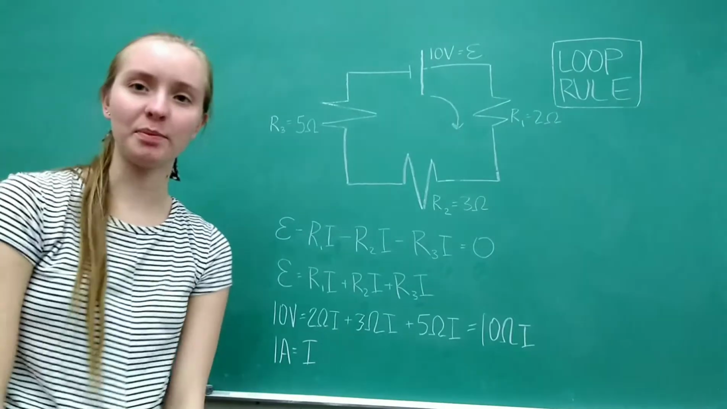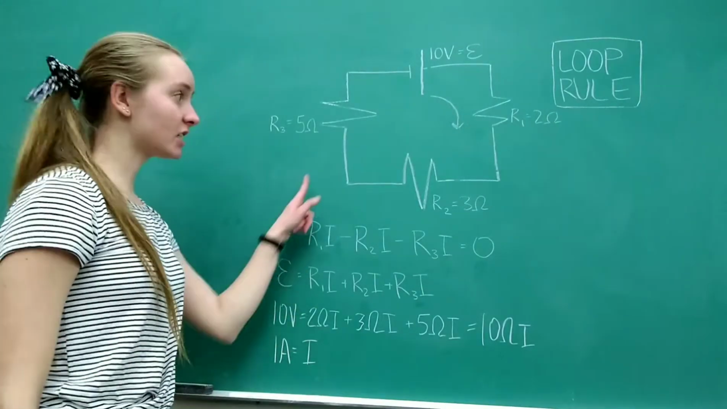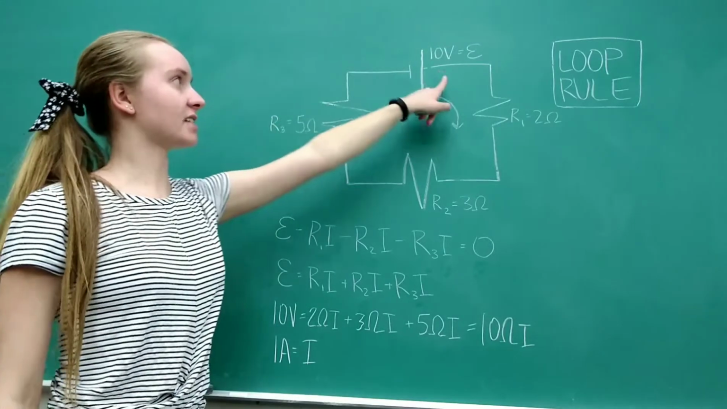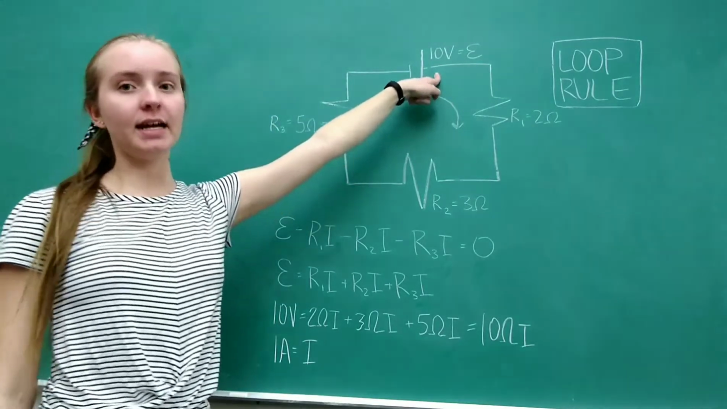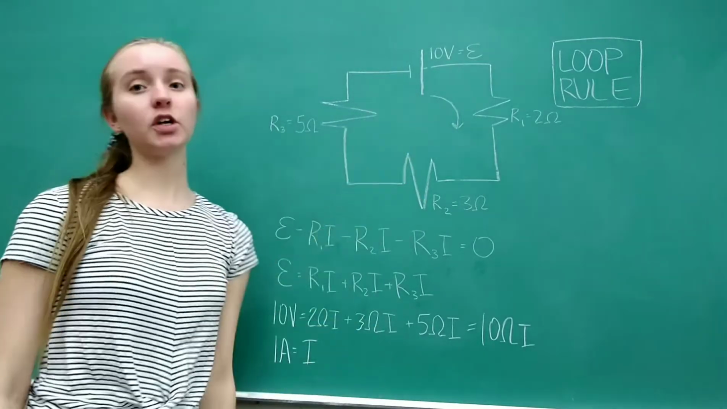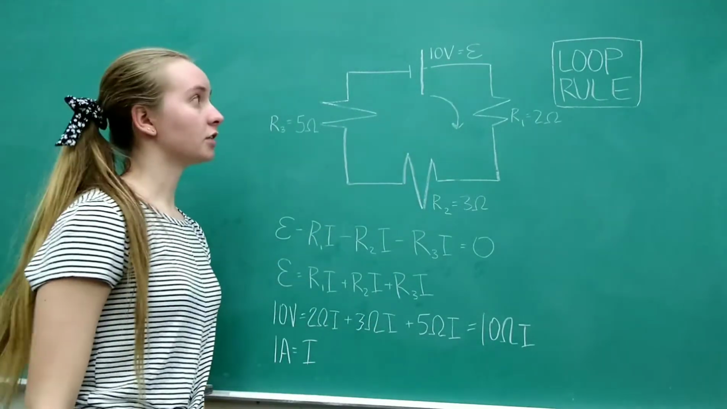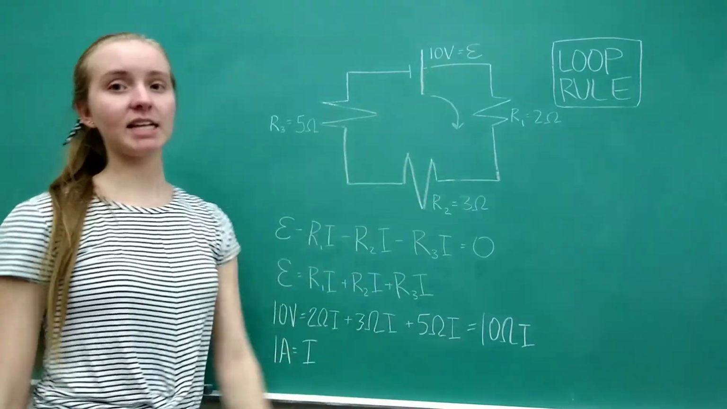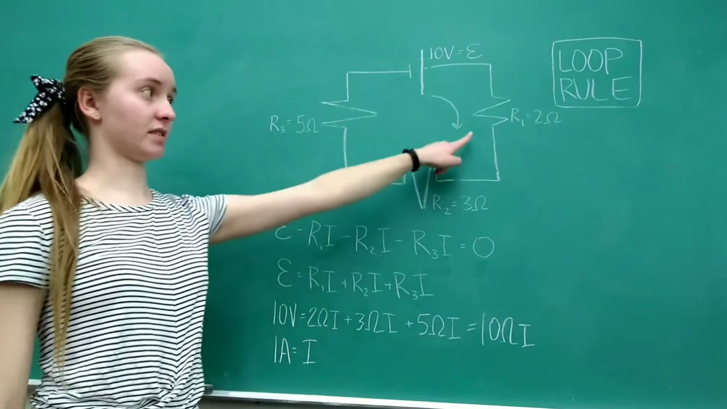This second example can help us to understand the loop rule. This is a closed circuit with 3 resistors and 1 power source, or EMF. The EMF has a voltage potential of 10 volts. As we go around the circuit from the positive to the negative end of the EMF, the current will stay the same. However, the voltage will not stay the same because the potential energy, represented by volts, is being converted into other forms of energy by the resistors.